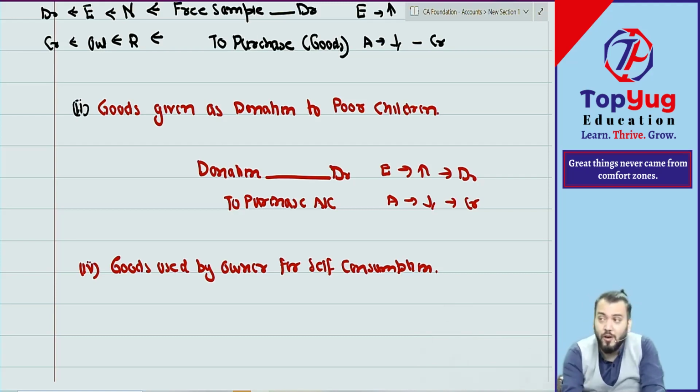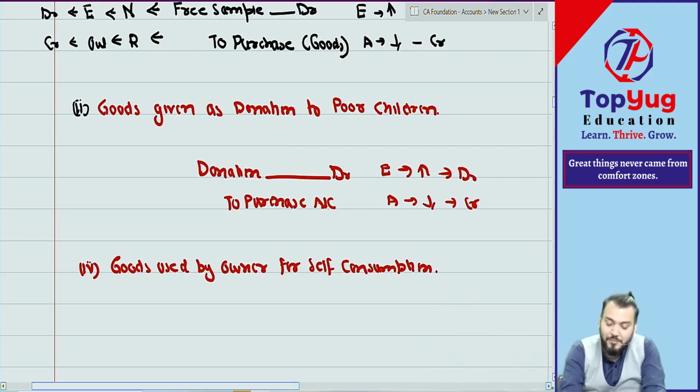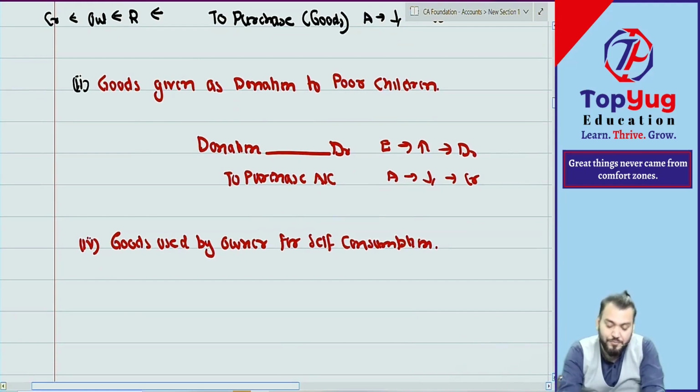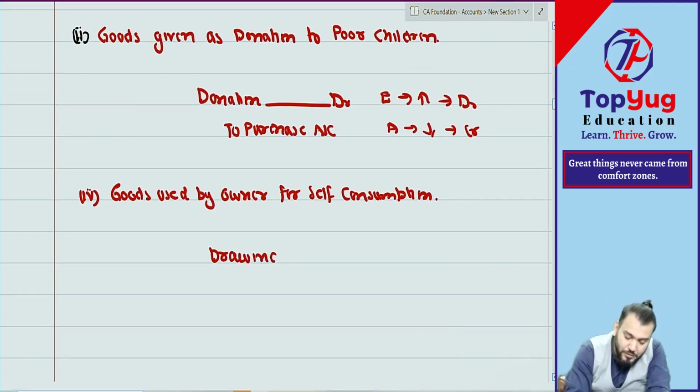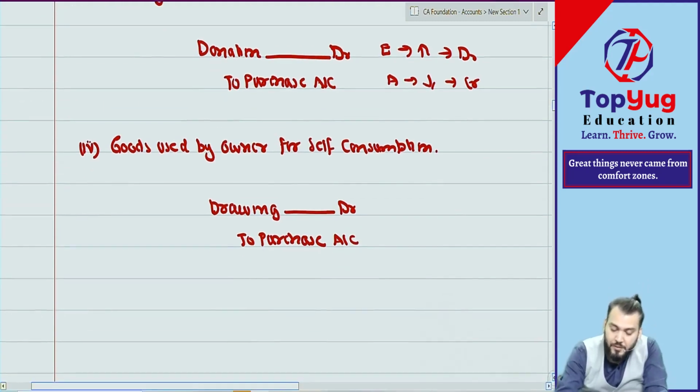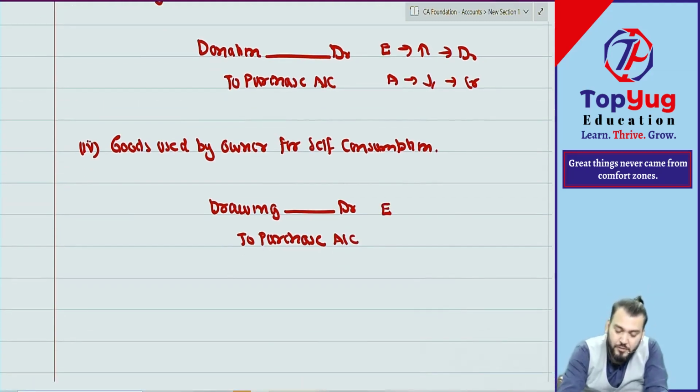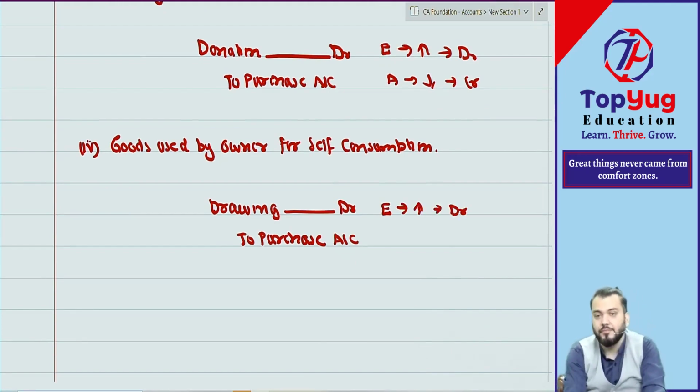Means goods are withdrawn by the owner for self-consumption. But for withdrawal, which account? Drawing account. What journal entry? Drawing account debit to purchase account. Understood? Drawing account debit to purchase account. Correct? The drawing is an expense. Increase in expense will be debited. Correct?